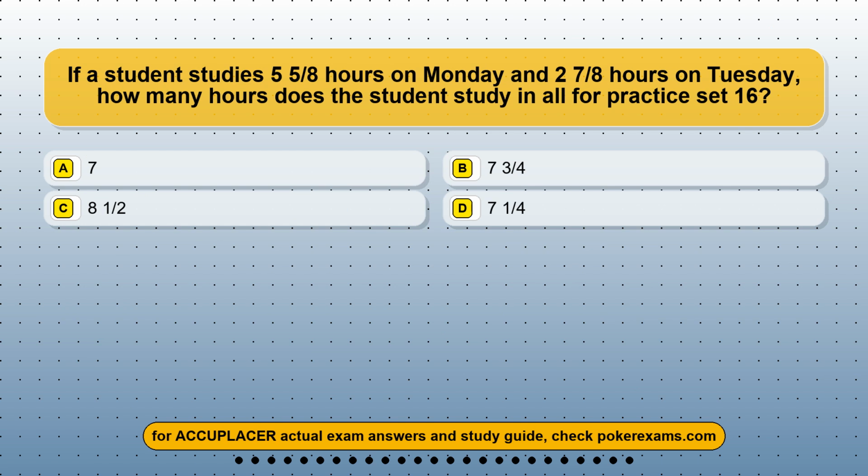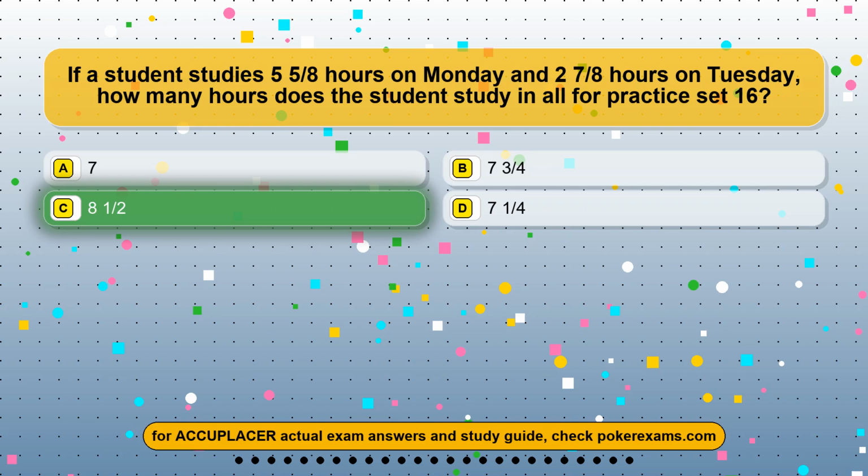Question 13. If a student studies 5 and 5/8 hours on Monday and 2 and 7/8 hours on Tuesday, how many hours does the student study in all for practice set 16? Option A, 7. Option B, 7 and 3/4. Option C, 8.5. Option D, 7 and 1/4.